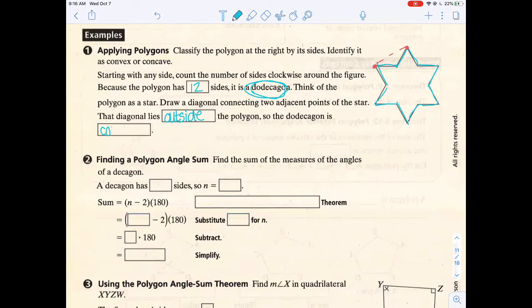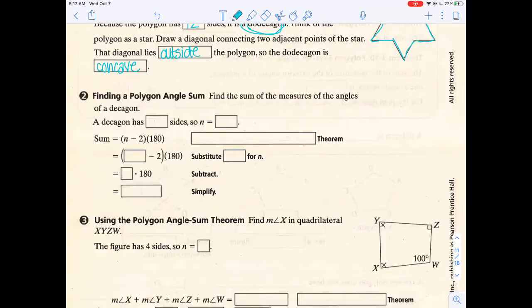So the dodecagon is concave because the sides cave in. Finding a polygon angle sum. Find the sum of the measures of the angles of a decagon.